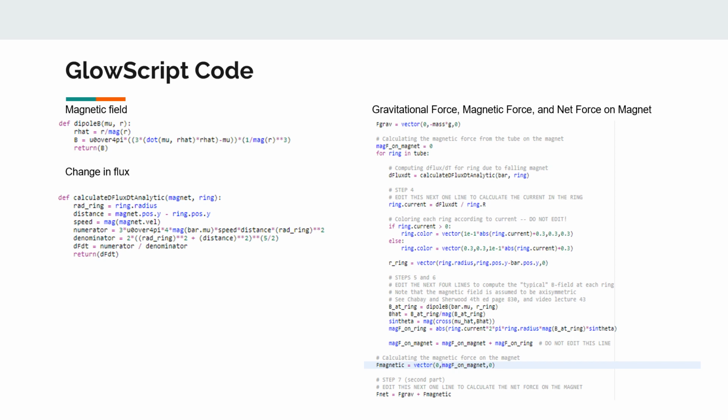The first image shown here is the code for the magnetic field, which shows the magnetic field of the dipole. Then you have the change in flux, and to the right you have the code that calculates the gravitational force, the magnetic force, and the net force on the magnet.